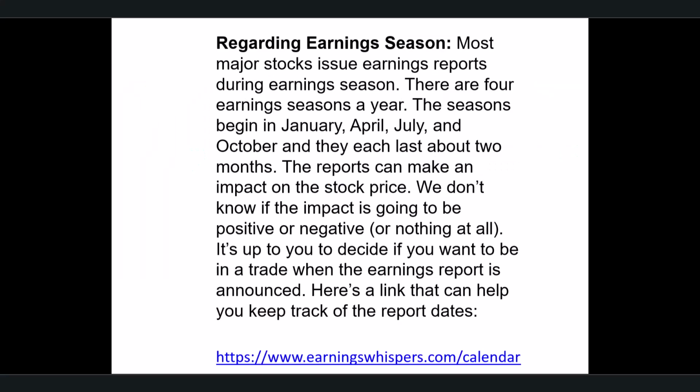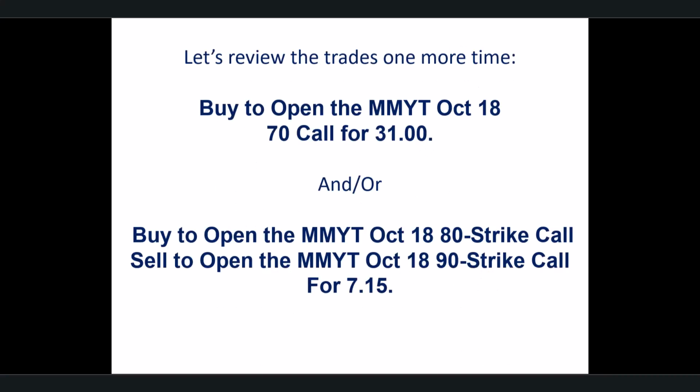The next MMYT earnings report is scheduled for October 22nd. Let's review the trades one more time. The first trade was a call purchase. It's a buy to open the MMYT October 18 70 strike call for 31 even. We also reviewed the spread. Buy to open the MMYT October 18 80 strike call and sell to open the MMYT October 18 90 strike call at a debit of $7.15.